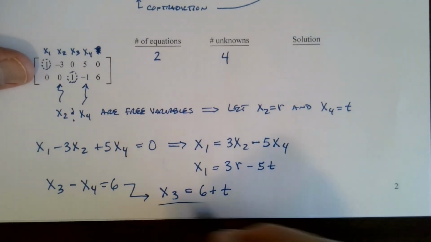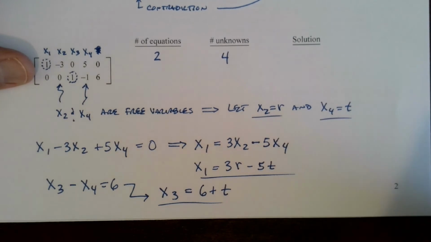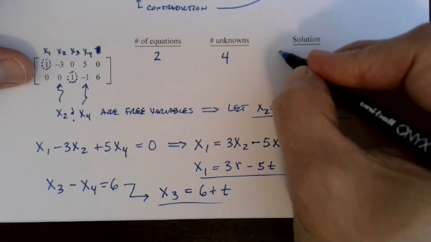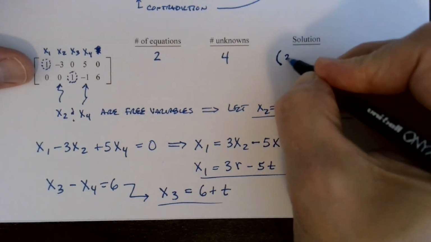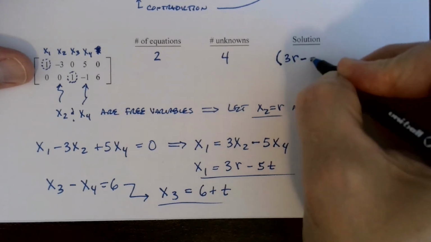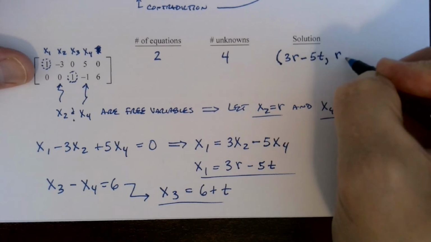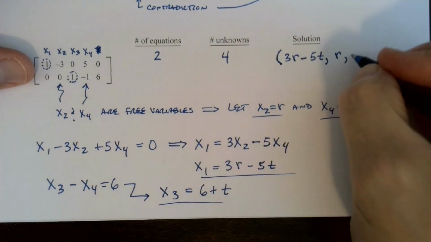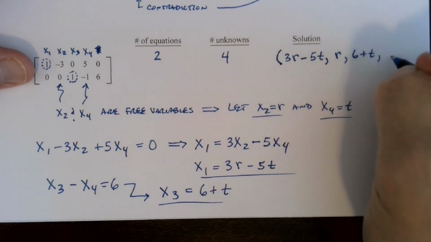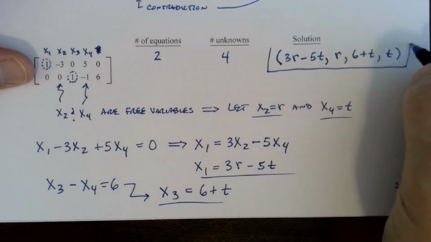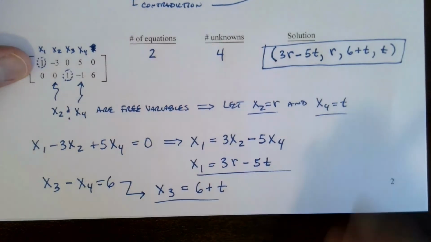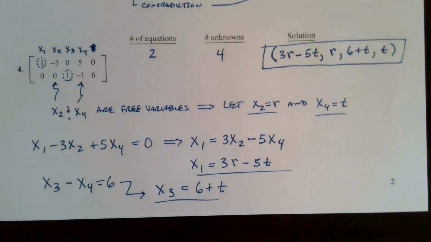And so there's x of 3, there's x of 1, x of 2, x of 4, so we can now give the solution. It is x of 1, 3r minus 5t, x of 2, r, x of 3, 6 plus t, and x of 4, t. Infinitely many solutions in this case.